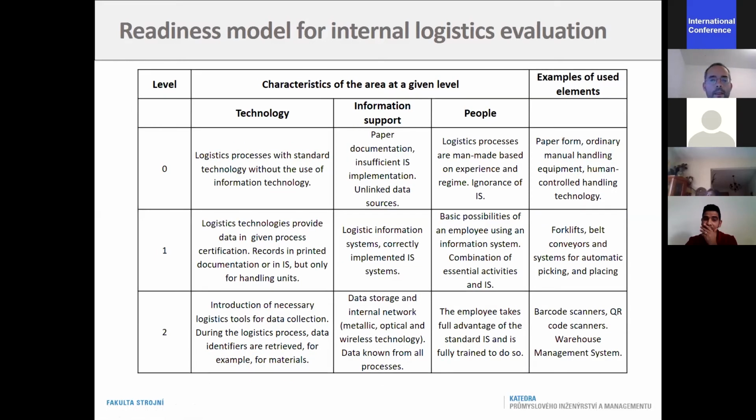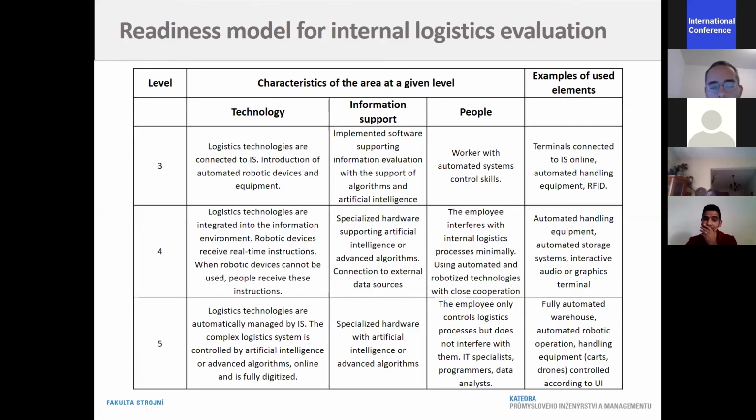The last column in this table is an example of used elements. And you see, we try to orient this on logistics. So on level 0, we have paper forms, manual handling equipment. On level 1, we are moving to forklifts, conveyors. On level 2, you see barcode scanners, QR scanners, warehouse management systems. Moving toward higher levels, terminals connected to information systems are being used, RFID, automated handling equipment, automated storage systems, and on the last level, we are using a fully automated warehouse with very, very low interference of people here.